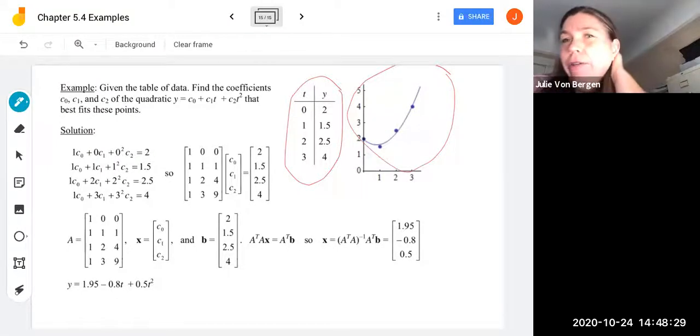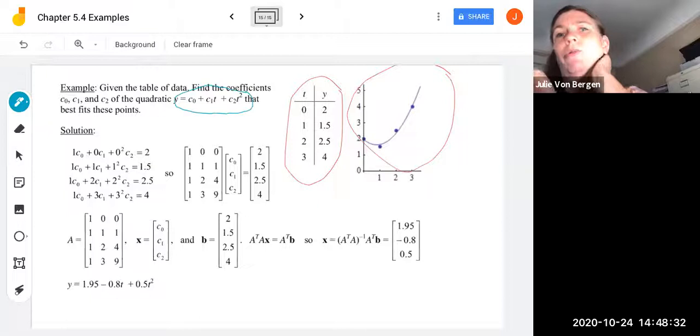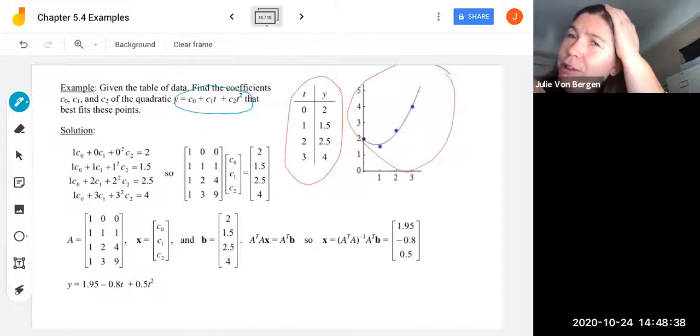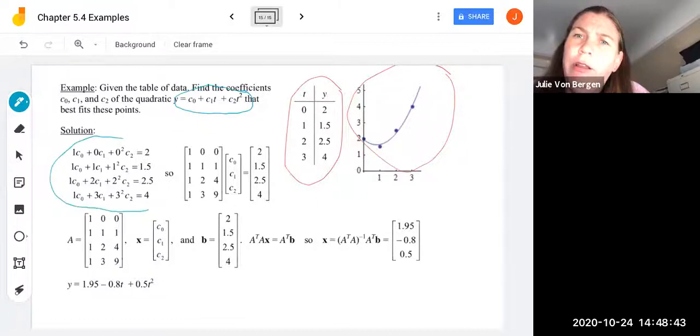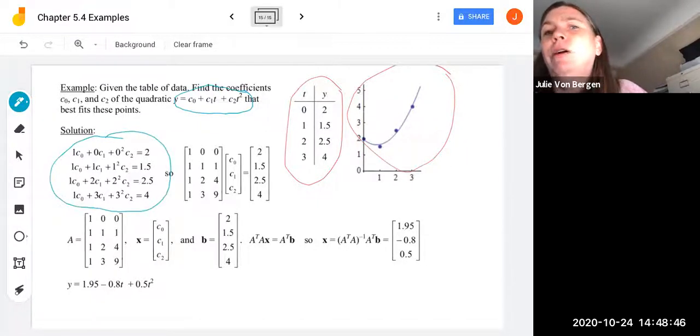So a quadratic is going to have coefficients C0, C1, and C2. And it's going to be the form y equals C0 plus C1t plus C2t squared. So we put our equations here into form with C0, C1, and C2, plugging in our t values. So that first row, t is 0, and we're putting that equal to 2. The second row, t is 1, and we're putting it equal to our y value of 1.5. The third row, t is 2, and we're putting it equal to our y value of 2.5. And then the fourth row, t is 3, and we're putting that equal to our y value of 4.